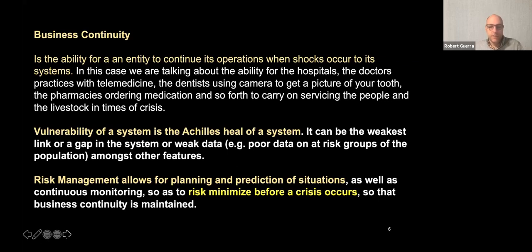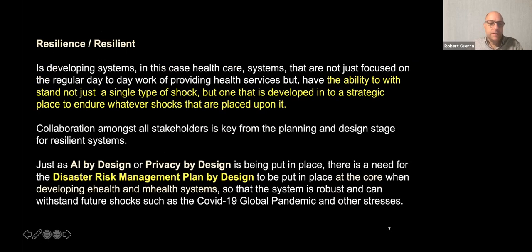Risk management allows for the planning and the prediction of situations. So we can have continuous monitoring so as to minimize risk before a crisis occurs, so that business continuity is maintained. It's identifying the scenarios as well, so we can plan through them and not have to go through a chaotic situation trying to figure out what's going on. If we have a risk management plan, then we just implement that plan right away. And this is related to resilience.